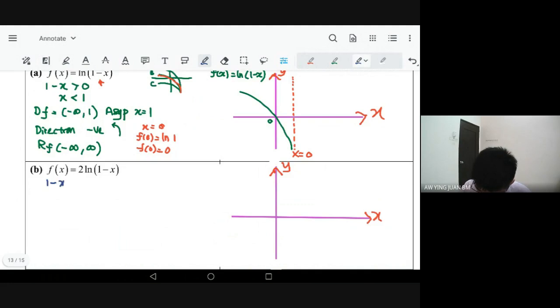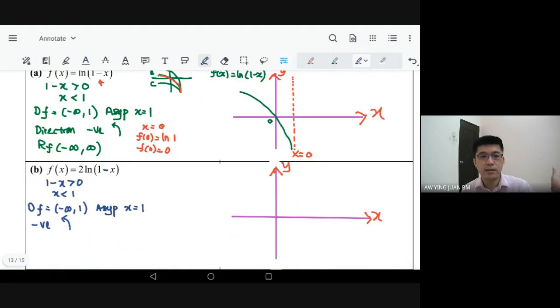1 minus x greater than 0. So x less than 1. So domain untuk f ini adalah negative infinity until 1. So asymptote x is equals to 1. Nampak? Sama? Boleh ya? Okay. So sekarang kalau sama, next kita kena tengok ya, direction. So kalau tengok sini, direction dia tetap sama, iaitu negative x. Betul? So direction adalah negative, maksudnya ke kiri.